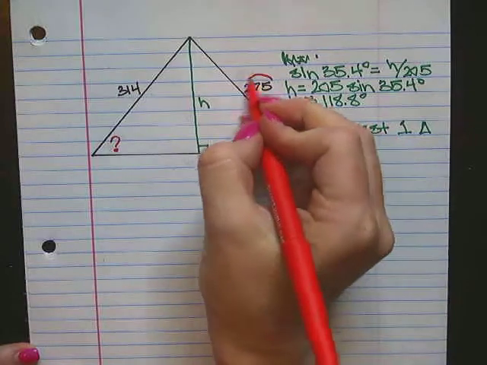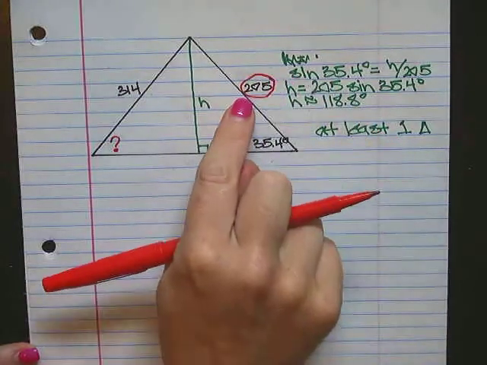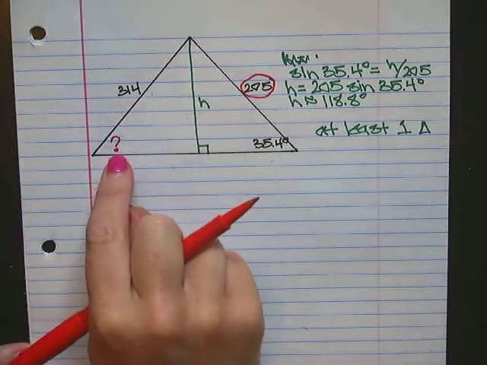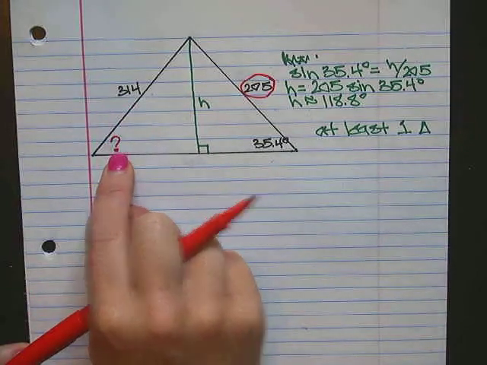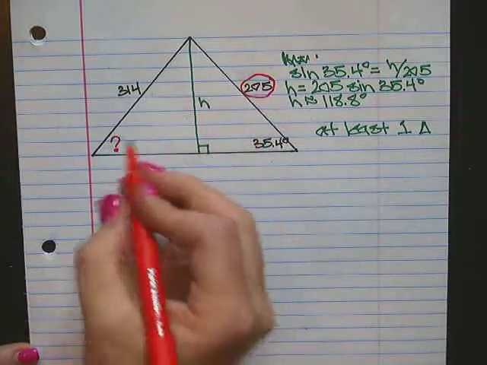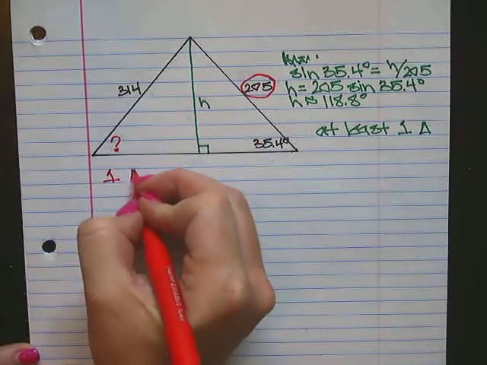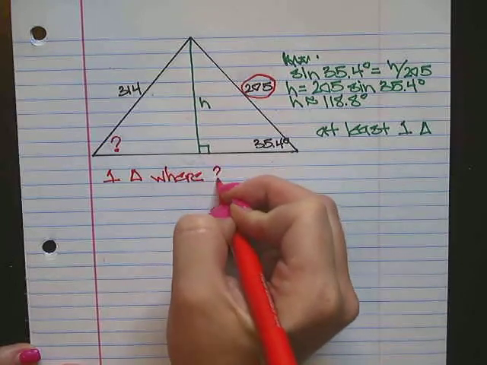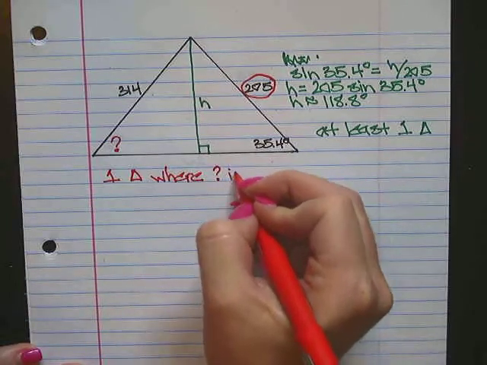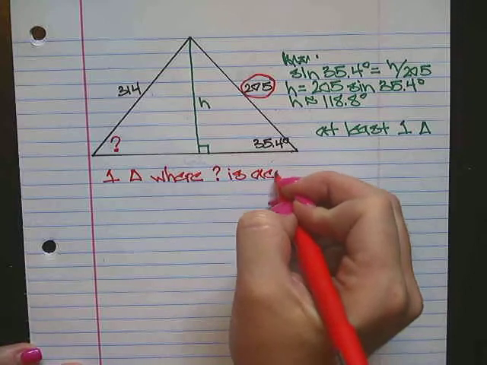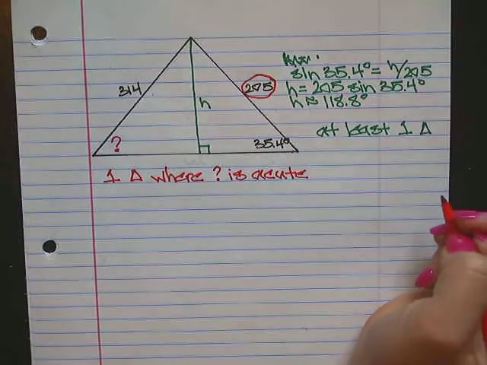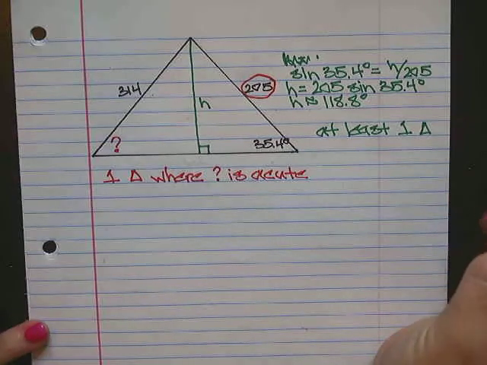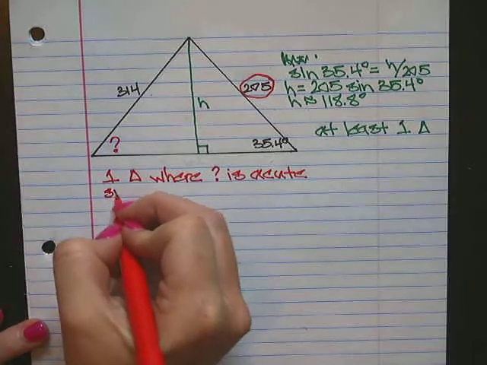Now we need to figure out exactly how many triangles there are. To do that, we're going to look at this angle here. This angle is opposite 205, which is smaller than 314. Since this angle is opposite the smaller of these two, there is only one triangle, and in that triangle, this angle will be acute.